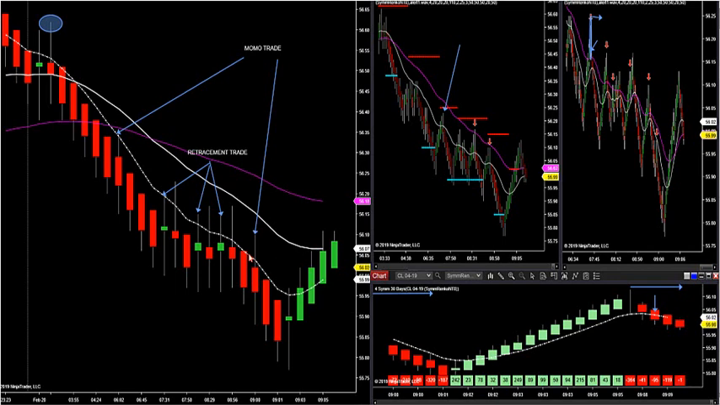There's only two setups. You can go back 30, 40 years in the market, and these two setups repeat themselves over and over again. What I've done is I made it simple. I made it into two trades. I made it into a retracement trade, where an offset color candle comes in against a trend filter, then you look for a retracement.